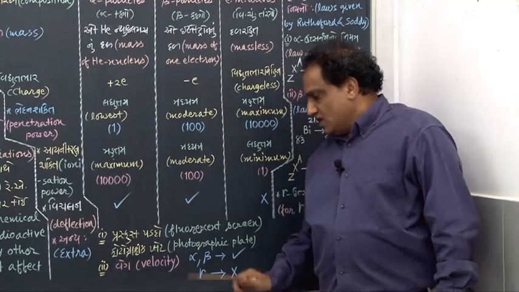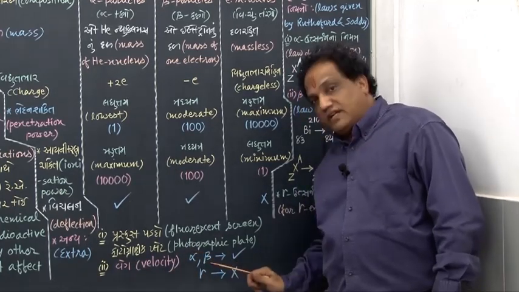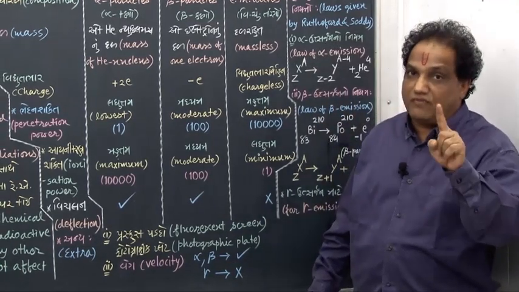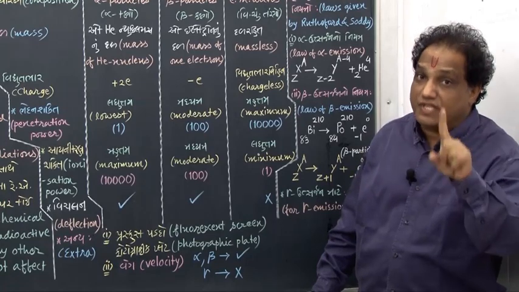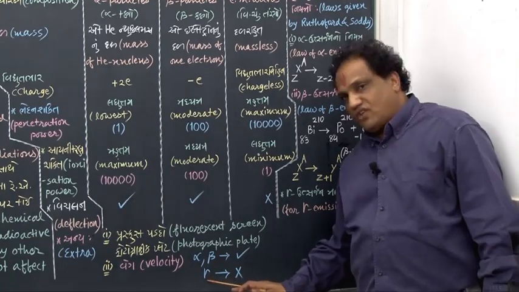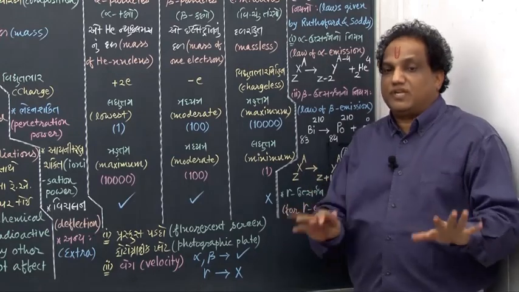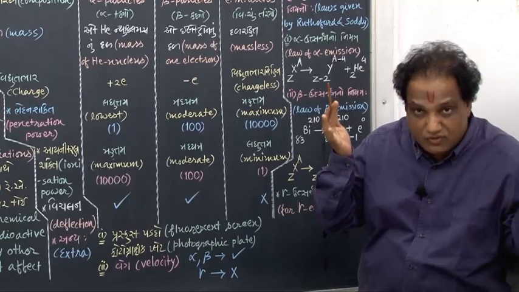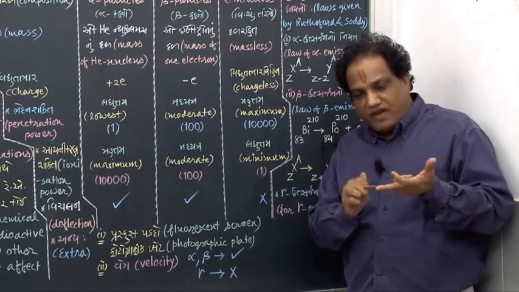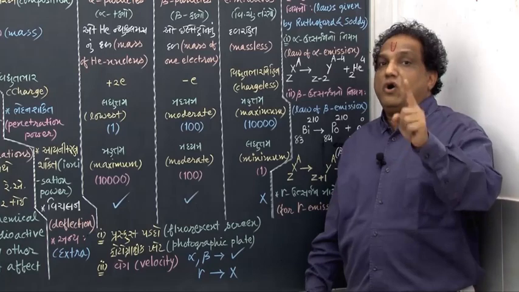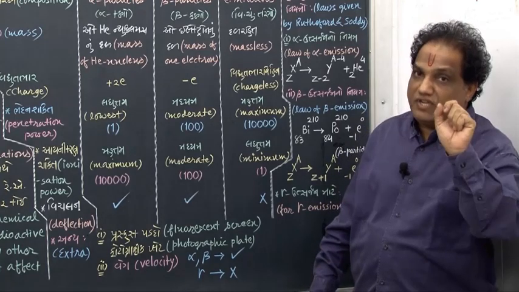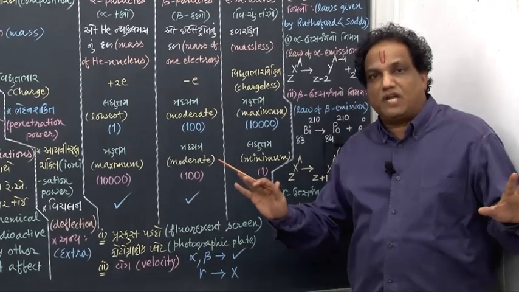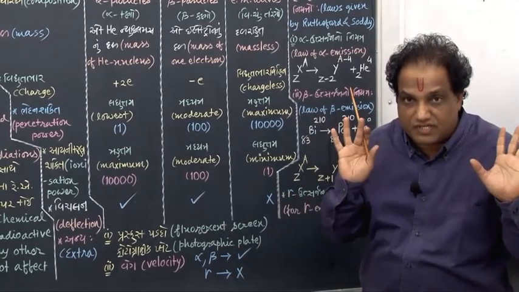One more point. So far velocity of alpha and beta particles are concerned, they are found to be dependent on the type of radioactive element which emits them. But so far velocity of gamma ray is concerned, its velocity does not depend on the type of radioactive element which emits it. Okay. Velocity of alpha and beta particle depend on the type of radioactive element which emits them, but velocity of gamma ray does not depend on type of radioactive element which emits it. Okay, fine.